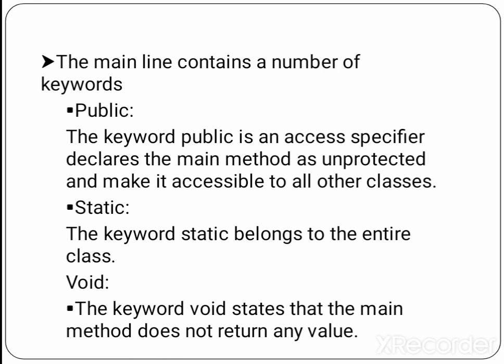The main line contains number of keywords known as access specifier: public, static, and void. Public makes it accessible to all other classes. Static belongs to entire class. Void does not return any value.